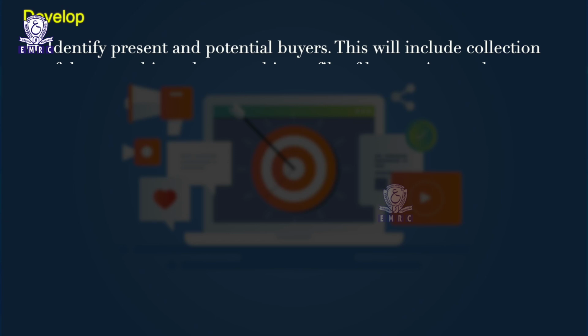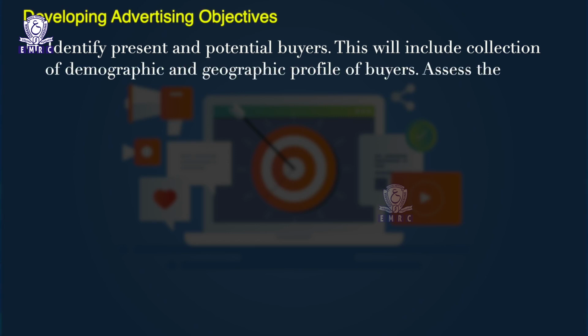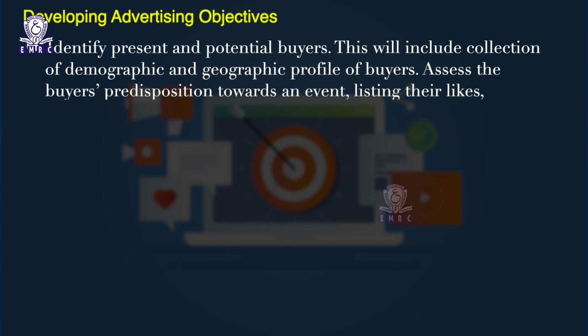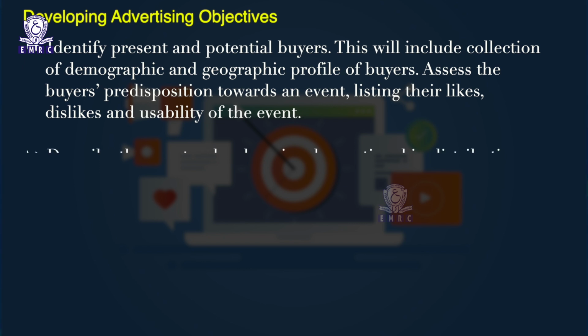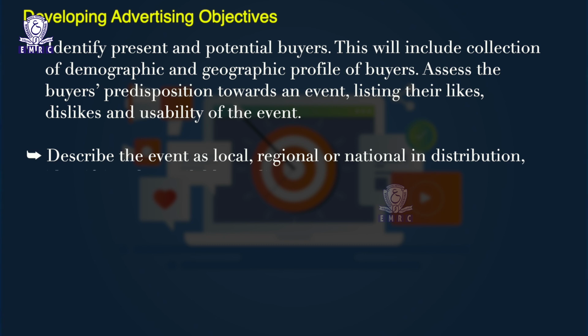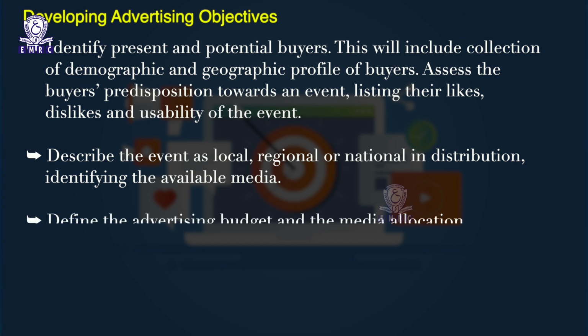Advertising needs to be planned strategically, implemented for a certain duration as a campaign and instilled in the sales and marketing plan for a particular event. Identifying present and potential buyers. This will include collection of demographic and geographic profile of buyers, assessing the buyers' predisposition towards an event, listing their likes, dislikes and usability of the event. Describe the event as local, regional or national in distribution, identifying the available media.